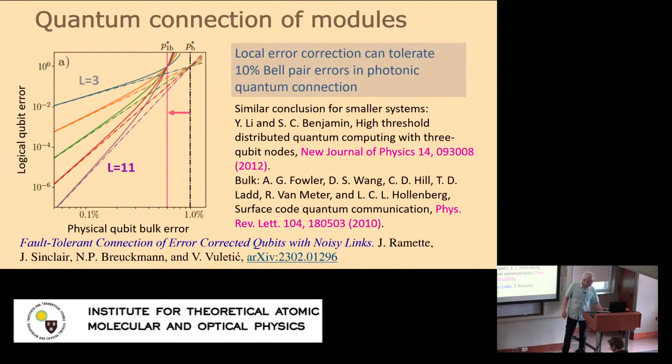So we did a more serious calculation of reasonable sizes, and what you see here on this axis is the physical qubit bulk error, and this is the logical qubit error on the vertical axis. This is the bulk threshold for the surface code at 1%, and then what is shown is basically different sizes of physical qubit arrays. L equals 3 is a 3 by 3 array, where 9 physical qubits constitute a logical qubit, and this would be, for instance, an 11 by 11, 121 atom array.